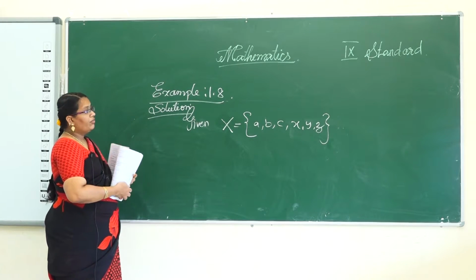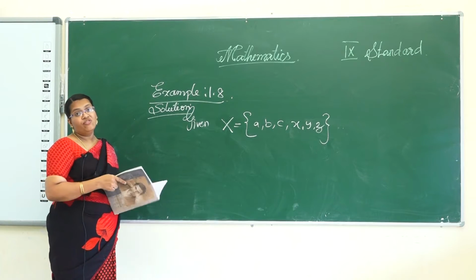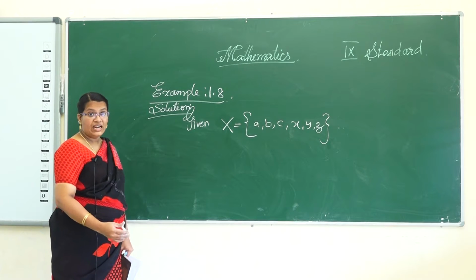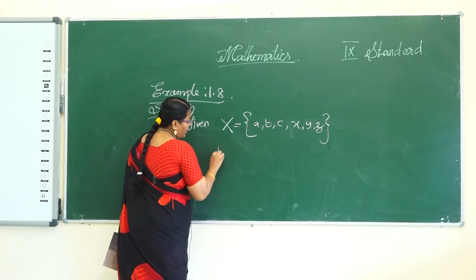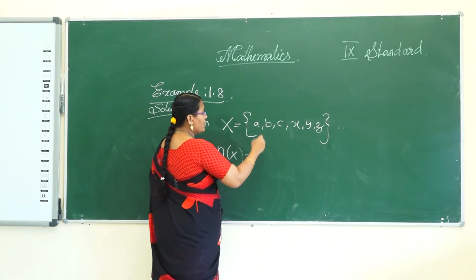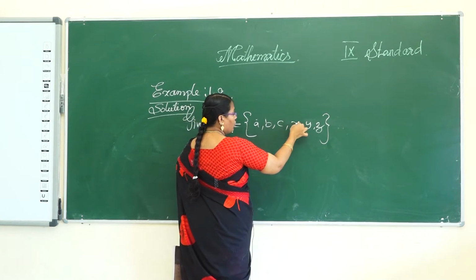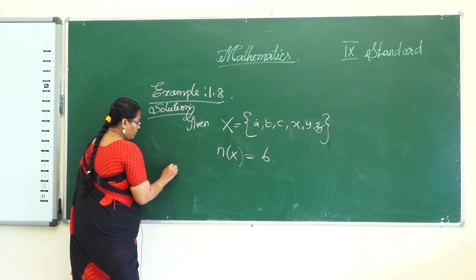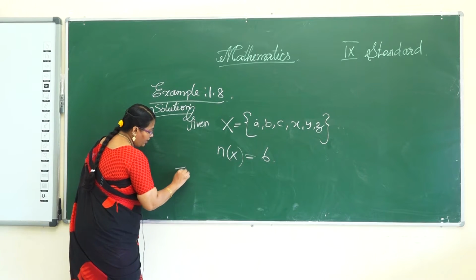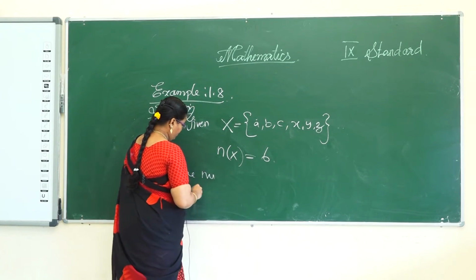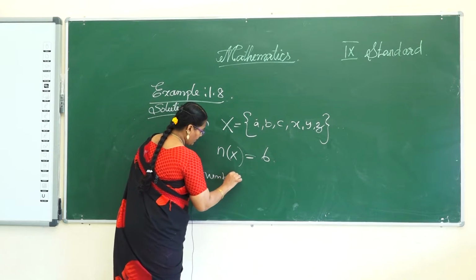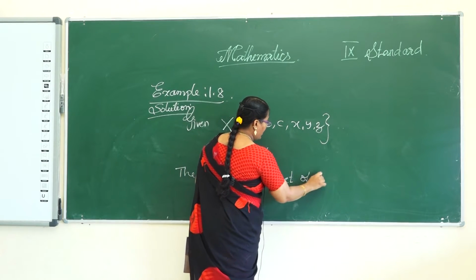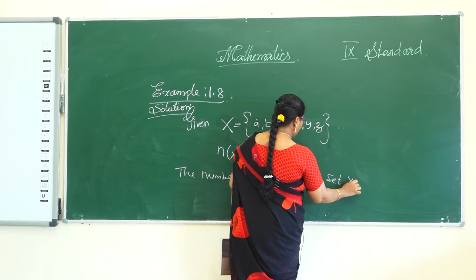Here, find out the number of subsets and number of proper subsets. First, find the n of X, the cardinal number of the set. How many elements are in set X? 1, 2, 3, 4, 5, 6. So n of X is 6. And next, find the number of subsets of set X.